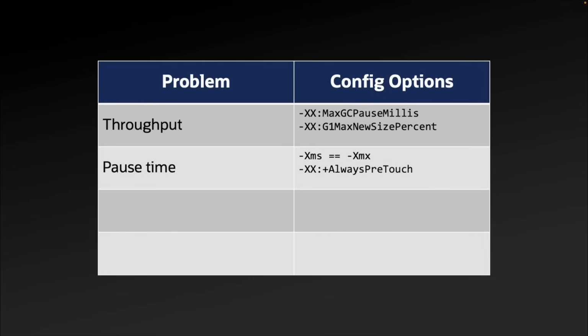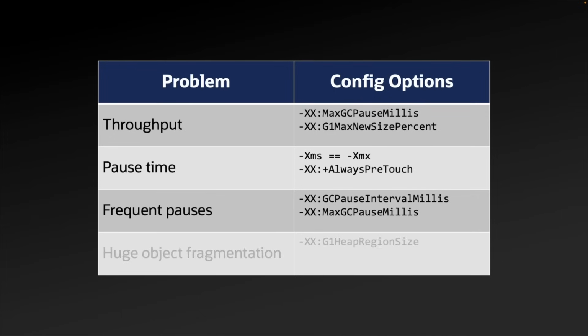On the subject of pause times, setting max and minimum heap size to equal values can help, as well as enabling always pre-touch, as it moves the process of preparing the heap to during the VM startup. If your application is pausing too often, modifying the values of GC pause interval millis and max GC pause millis so that the former is meaningfully larger than the latter can help.